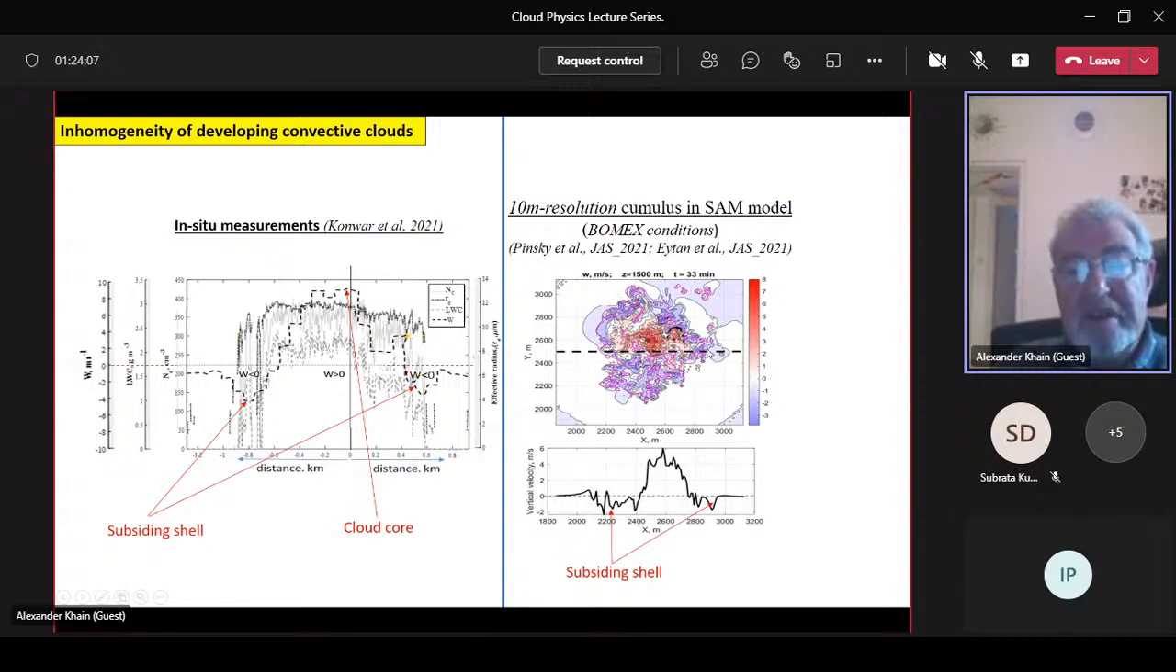On the right, you see a horizontal cross-section of the vertical velocity field calculated for cumulus clouds under BOMEX conditions using 10-meter resolution large eddy simulation, actually the SAM system for atmospheric modeling that we used for this simulation. And you see high inhomogeneity of vertical velocity. In the lower panel, you see a cross-section of vertical velocity along this dashed line, and we see the same: high updraft in the center and subsiding shell at cloud edges.